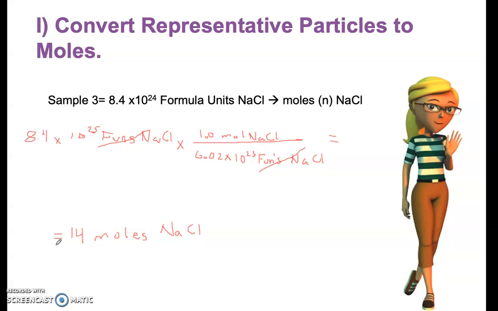So we're not going to go from representative particles to the mole, the right to the left. We're going to go from the center, the moles, to representative particles. Okay, so let's take a look at 2 of those examples.